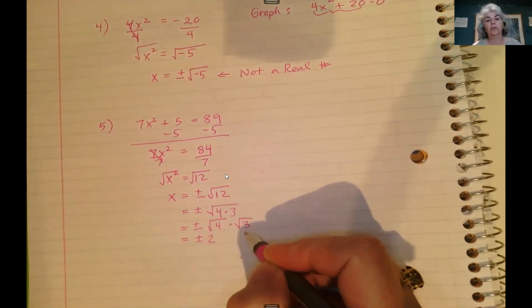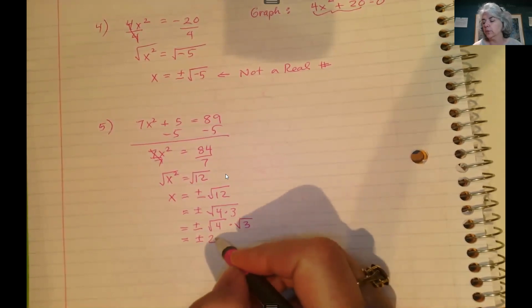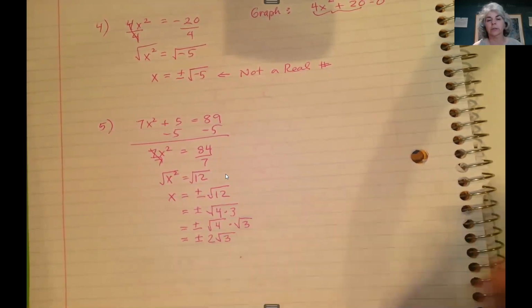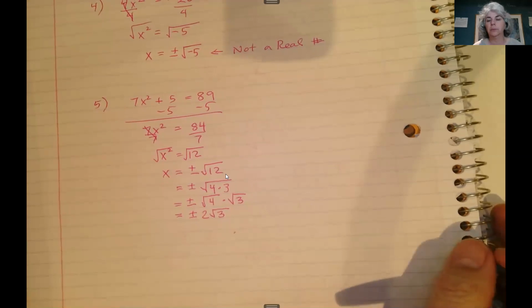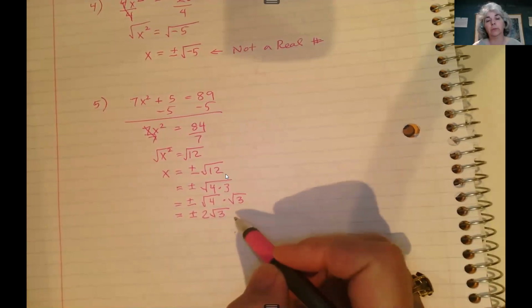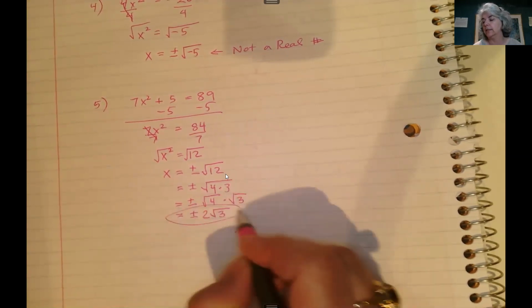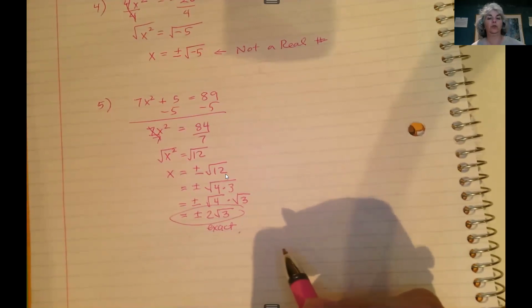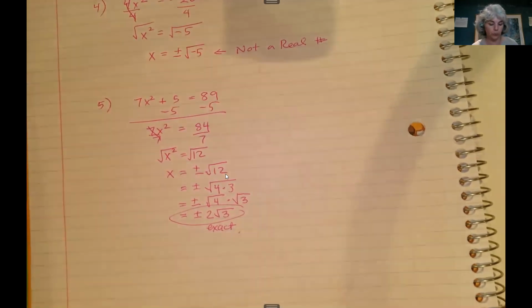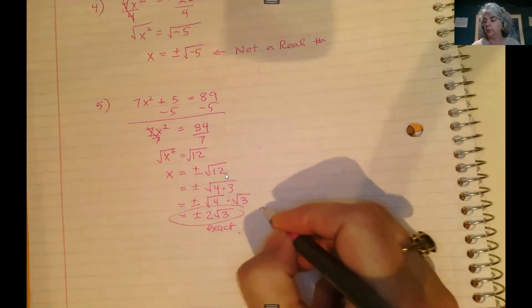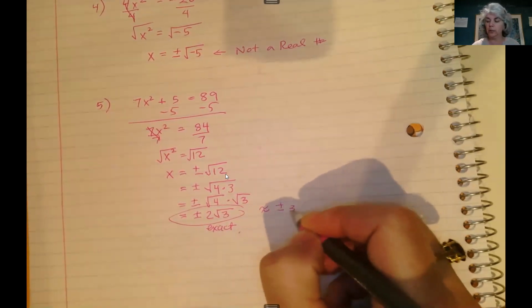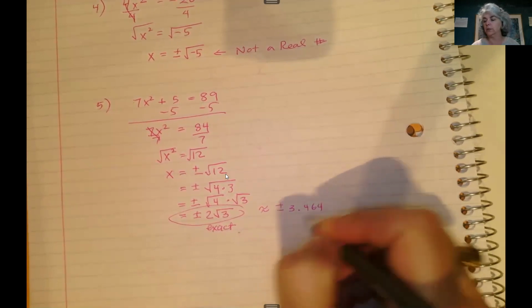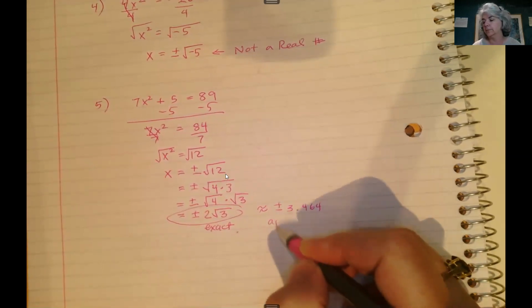I can't take the square root of 3. It's not a nice number. It's one of those decimals that go on forever. We call those irrational numbers. So here's my answer, plus or minus 2 times the square root of 3. This again is the exact answer. If I want to approximate it, then I need to put into my calculator 2 times the square root of 3. And I get approximately plus or minus 3.464. This would be the approximate answer.